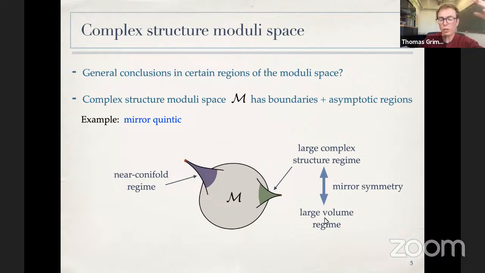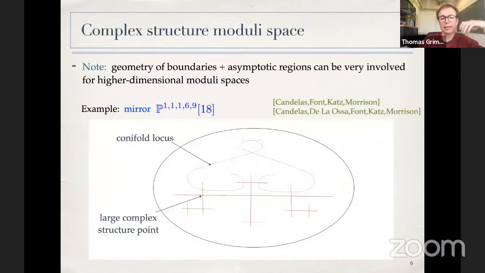But I point out that the things which I'm going to say in the following are much more general than just looking at the large volume regime. The idea is to really look at all the boundaries. And the story gets really nasty if you go to higher dimensional moduli spaces. There, the boundaries can form a complicated interconnected network of boundaries. The conifold locus could be a higher dimensional locus which intersects another locus and so on.